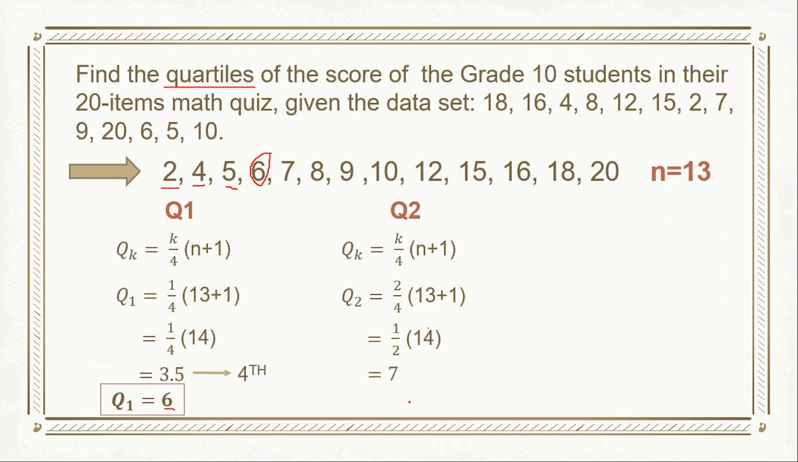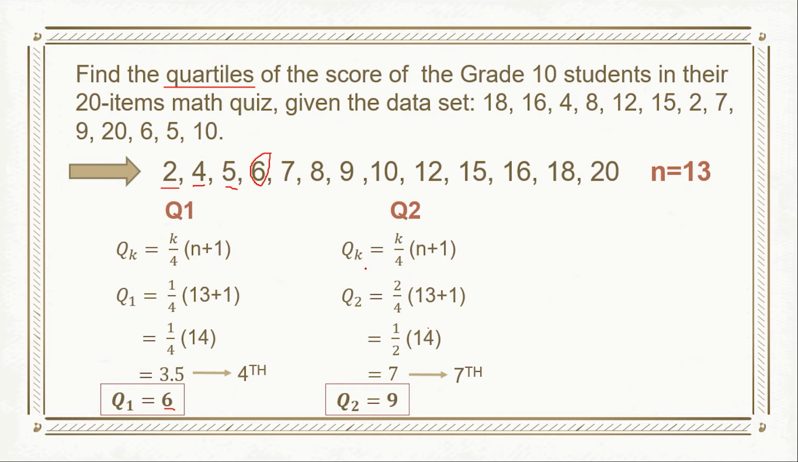So since wala namang decimal point, hindi na natin gagamitin yung Mendenhall and Sincich method. Okay, so ang position na hahanapin natin is yung pang 7. So we have 1, 2, 3, 4, 5, 6, and 7. Therefore, the value of our quartile 2 is equal to 9. So, quartile 2 is equal to 50%. When we interpret it, that means that 50% of the students have a score of less than or equal to 9.